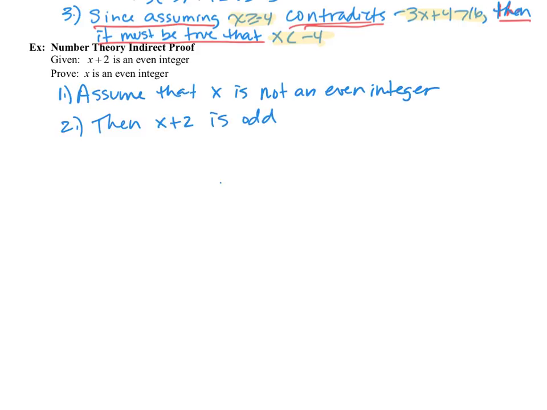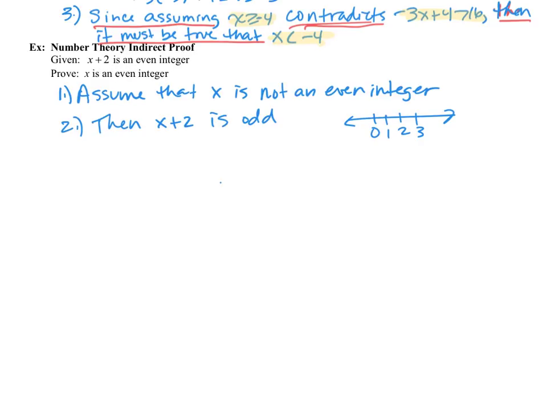Again, let's just picture a number line. Let's say here's 0, here's 1, here's 2, here's 3. So let's take an odd number. Assuming that x is not an even integer, let's pick one that's not even, like 1. 1 is odd. Then if I add 2 to that, I'm going to get to the next odd integer. So we've already gotten to our contradiction. That contradicts the given statement, our hypothesis that x plus 2 is even.